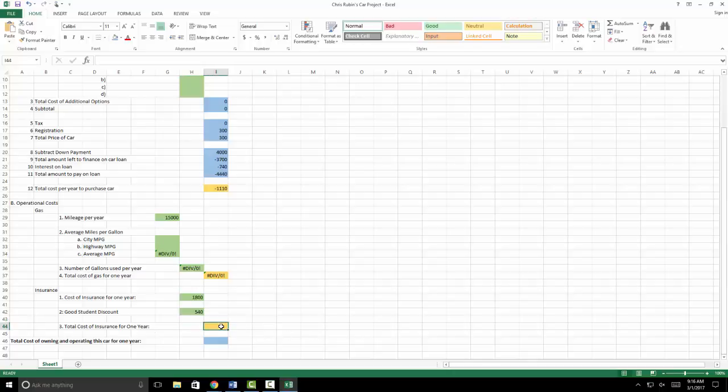In I-44, to figure out our total cost of insurance per year, we're simply going to go equals cost of insurance per year minus your good student discount, if any. And lastly, to figure out the total cost of owning and operating the car for 1 year, you're going to take equals the total cost per year to purchase the car plus the total cost of gas for 1 year plus the total cost of insurance for a year. And we'll hit enter.